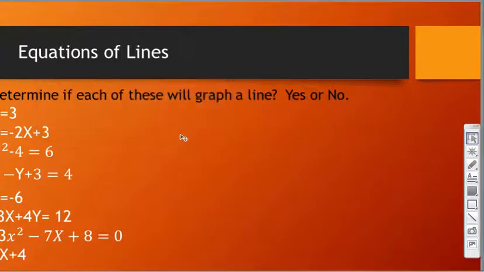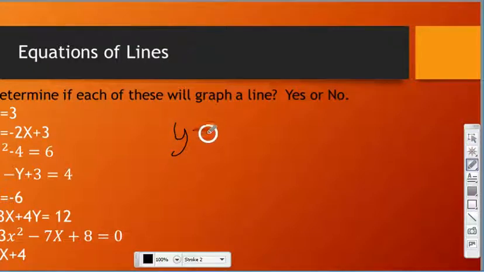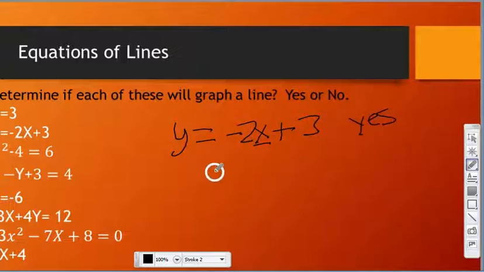So the next one says, and I'll just go ahead and type this in for you, sorry about that, y equals negative 2x plus 3. We have to decide if this is a linear equation. Well, we have a variable x that's raised to a power of 1. There's no variable in the denominator of a fraction. It has two variables, and we know that linear equations can have one or two variables, so we would say yes, this is a linear equation.